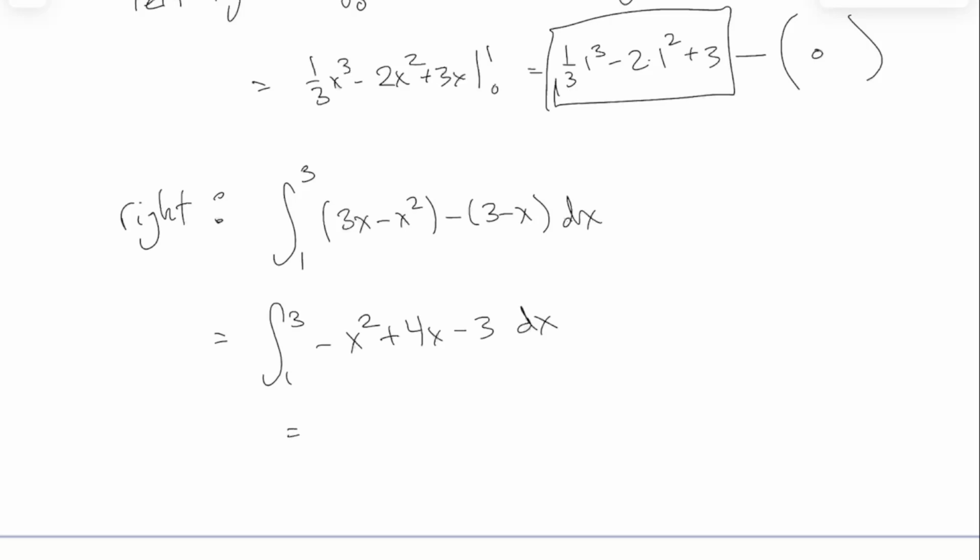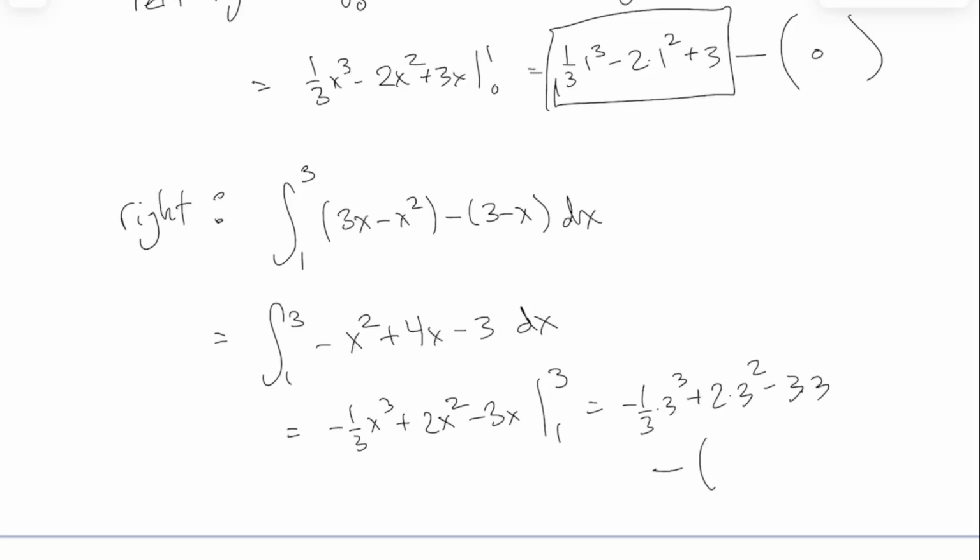And then I do the integral. Minus a third x cubed plus 2x squared minus 3x. Plugging in 1 and 3. I hope I'm doing this right. Plug them in. So it's minus a third times 3 cubed plus 2 times 3 squared minus 3 times 3, minus a third times 1 cubed plus 2 times 1 squared minus 3. And this is my final answer for the other part.